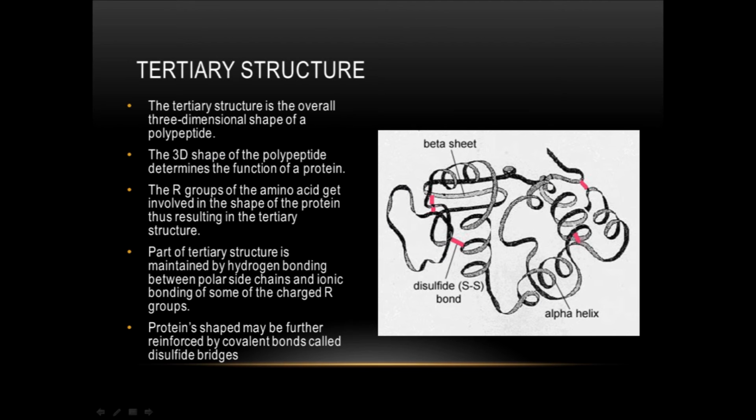The three-dimensional shape of a polypeptide determines the function of a protein. The R group helps determine the shape, and the protein shape may be further reinforced by covalent bonds called disulfide bridges.